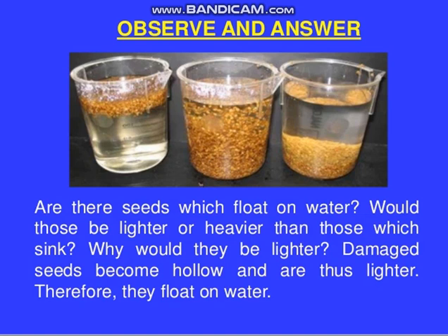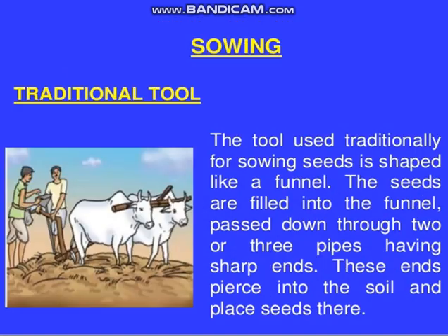The second point that should be kept in mind is that seeds should be sown at the right depth. Again, it should be neither too shallow nor too deep. We have to sow the seeds at a proper depth. Then we have to see the various tools that can be used for sowing the seeds.